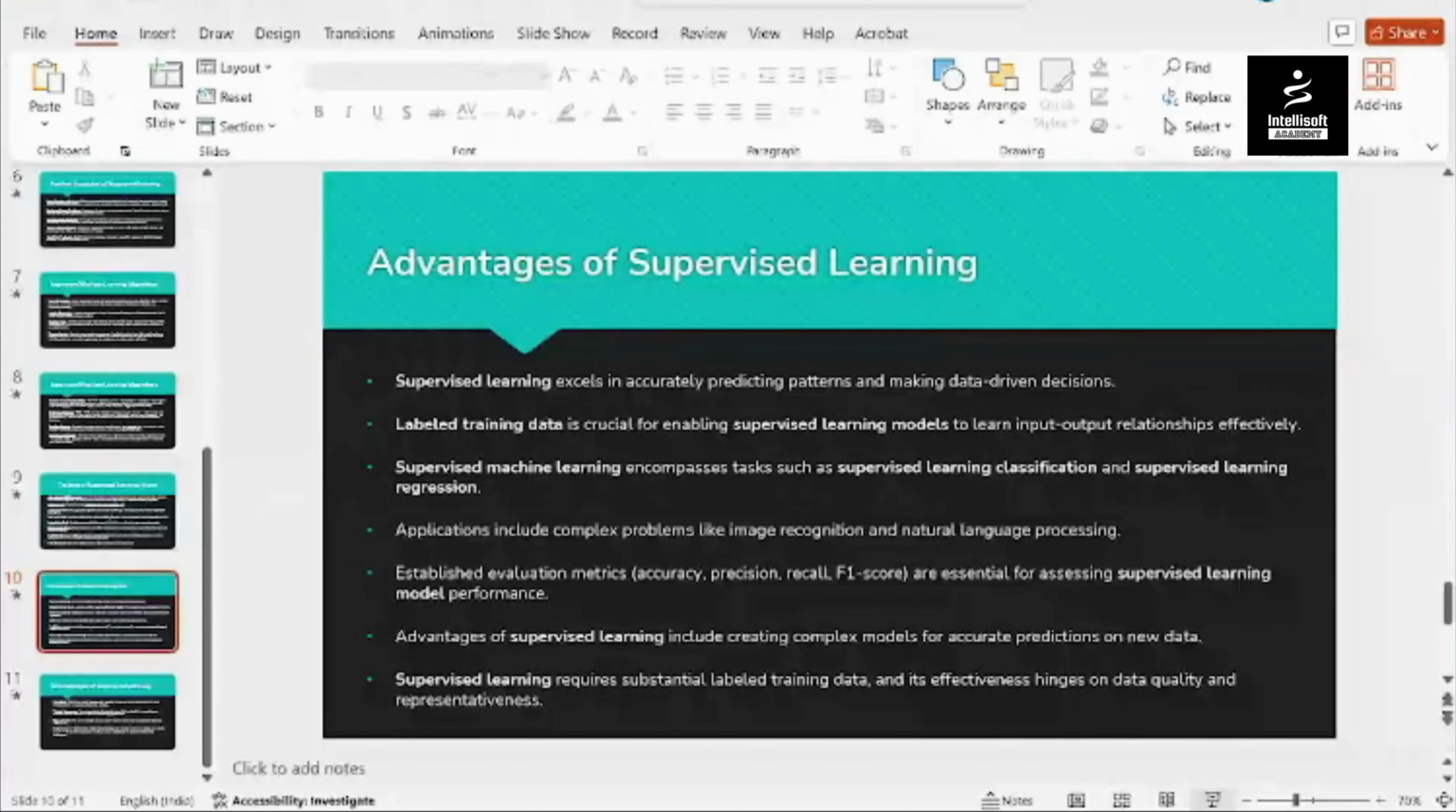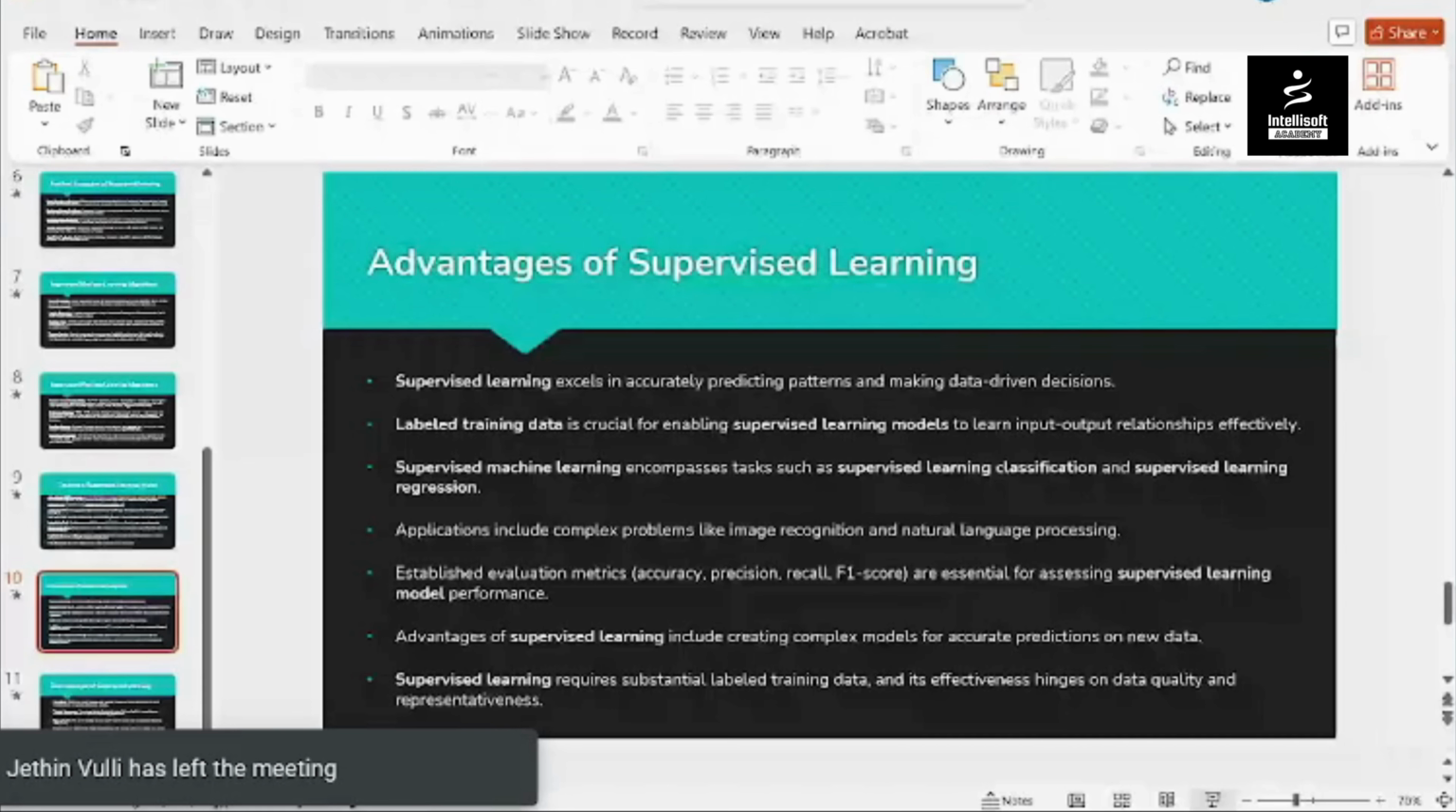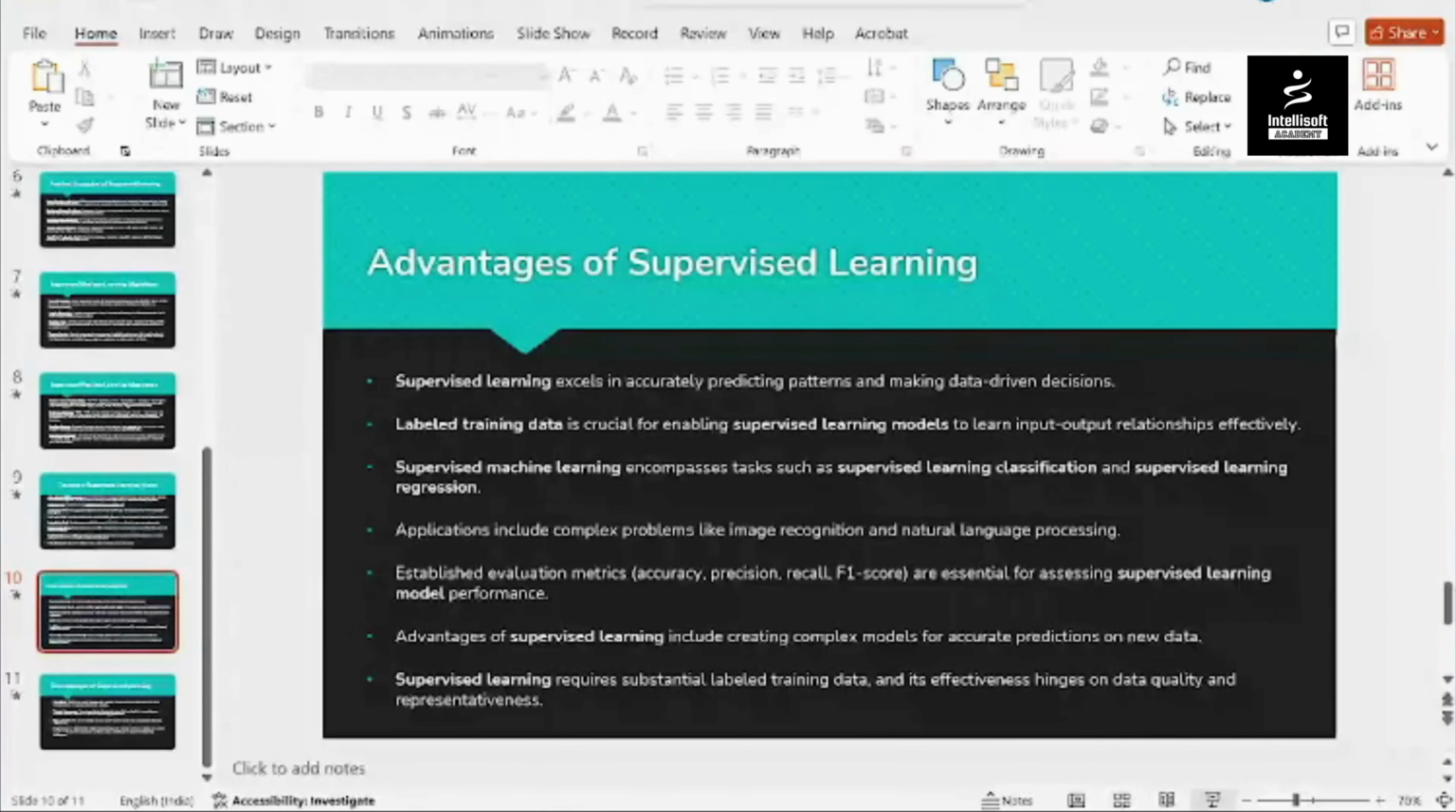Then advantages: it predicts accurately because we have already given labeled data, so its predictions are accurate. Because predictions are accurate, it is highly effective. So now let's talk about disadvantages.